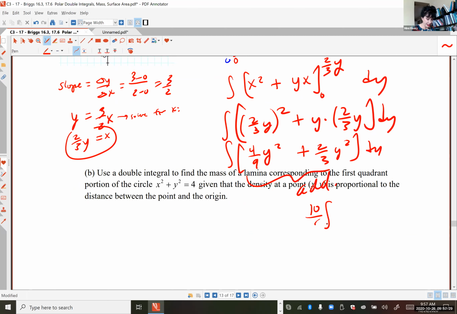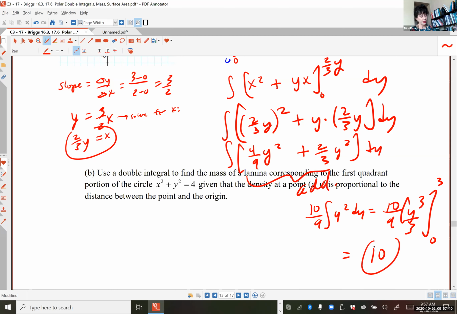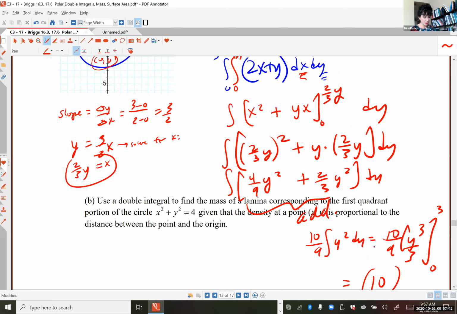I believe it's 10/9. And this is pretty easy to integrate. I get y cubed over 3, and I'm going from 0 to 3. Final answer, 10. And that doesn't have any units because mass is unitless in the world of physics.